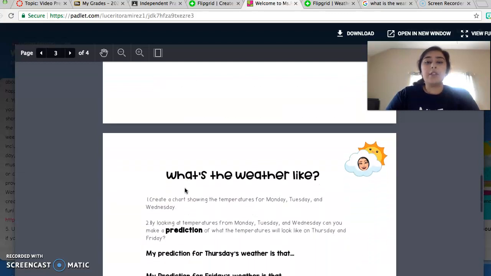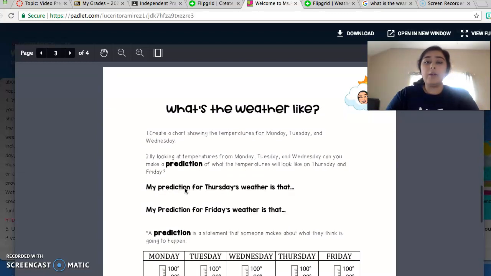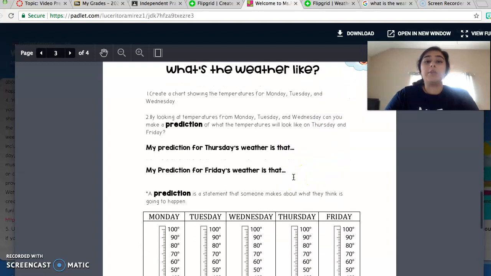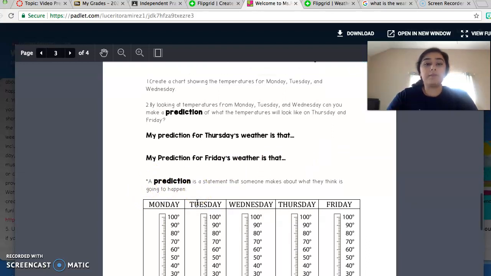And if you scroll down, this is the worksheet that I created for them. And they will chart the temperatures for Monday, Tuesday, and Wednesday. And then by looking at the temperatures for Monday, Tuesday, and Wednesday, they will make a prediction of what the temperatures will look like on Thursday and Friday. My prediction for Thursday weather is that. My prediction for Friday's weather is that. And then I've also typed in what a prediction was.